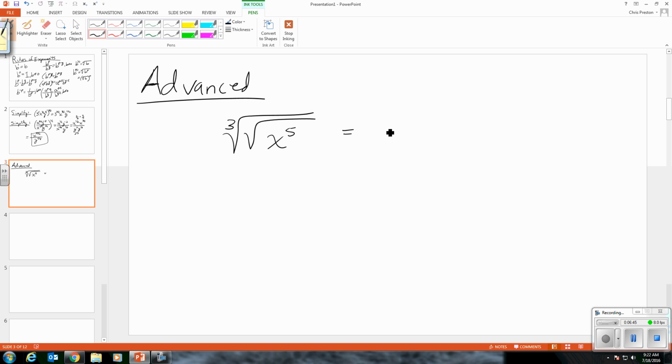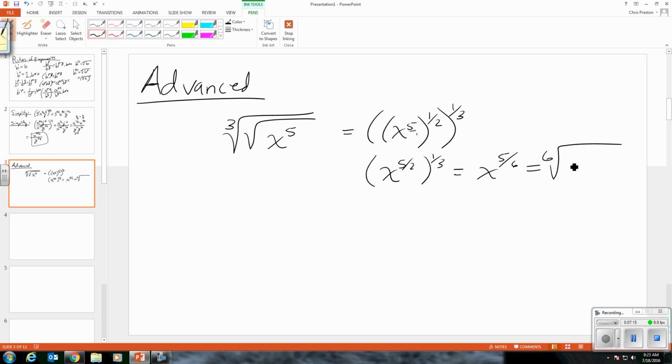Well, you know, turning these to fractional exponents, what this looks like is the square root is a half, and the cube root is a third. And so the rule is if you have an exponent to an exponent, you multiply. So this is 5 over 1. So this is x to the 5/2 to the 1/3. And again, 5/2 times 1/3, x to the 5/6. And so if you wanted to turn it back to root notation, what is this telling me? This says I have the 6th root of x to the 5th. And that's an easier way to simplify it.